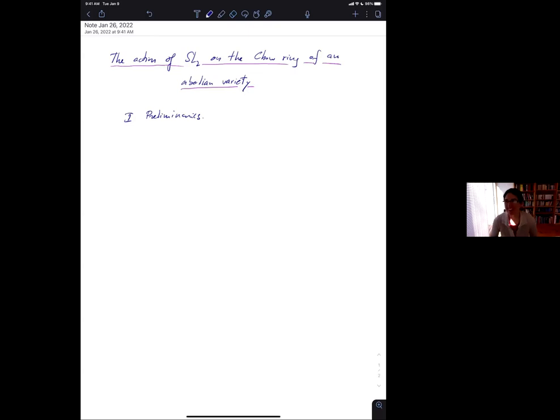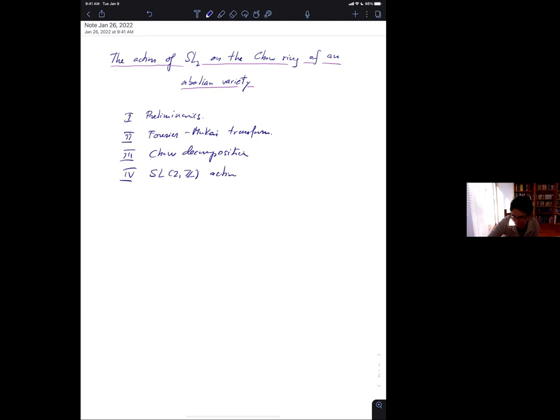Thank you, Julia. Thanks a lot for organizing and for putting everything together. Sorry for the slightly disorganized start on my part. We'll go through the following. First, some geometric preliminaries, then the Fourier-Mukai transform. Then we'll discuss the Chow decomposition, and the SL2Z action. And finally, hopefully, the SL2Q action. So this would be the plan.